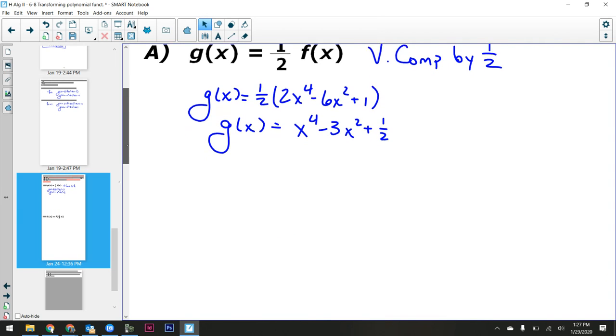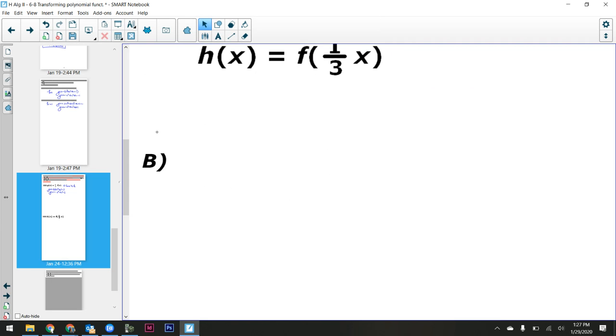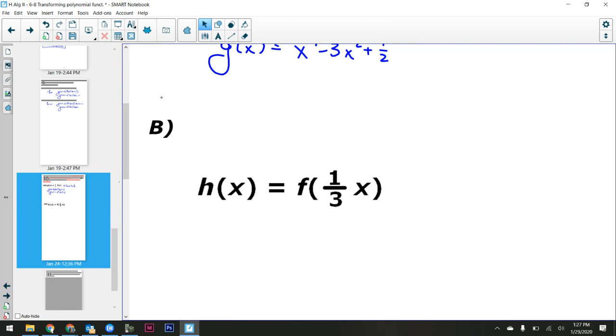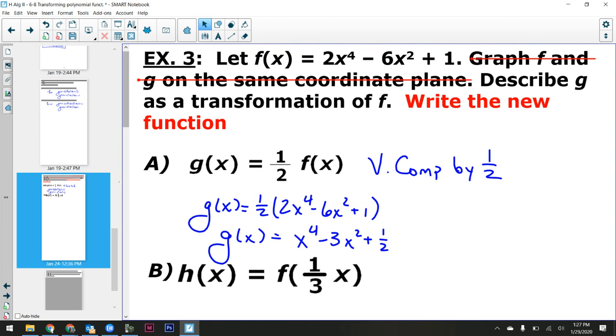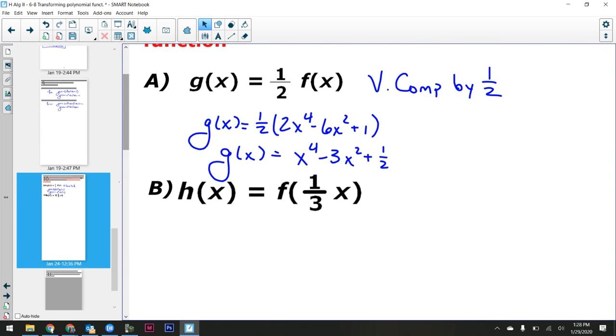Okay, let me get this one up there. Come on. There we go. Okay, what is this telling me to do now? Horizontal stretch by 3.